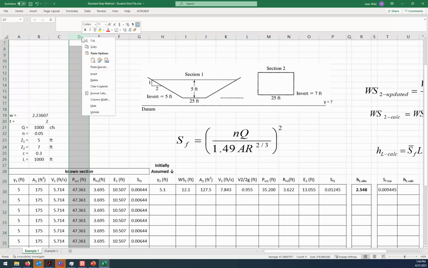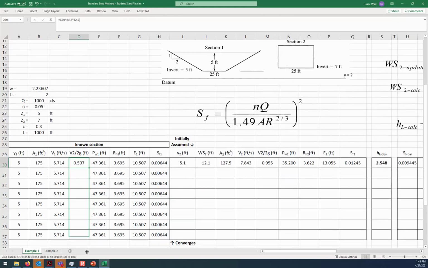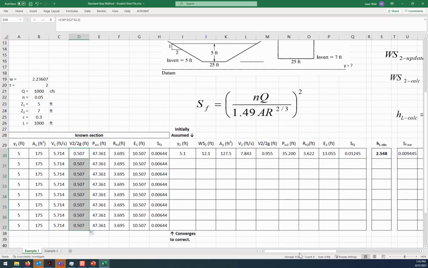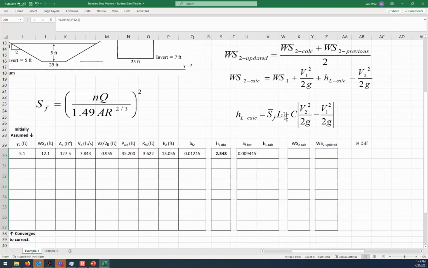So right click here and let's insert a new column where we're going to have v squared divided by 2g. So this is going to be the velocity head at section 1. So it is the velocity at 1 squared divided by 2g. Alright. I'll change my template file for future semesters, because I think having that velocity head, as you'll see, will allow us to be a little bit simpler when we apply this head loss formula.